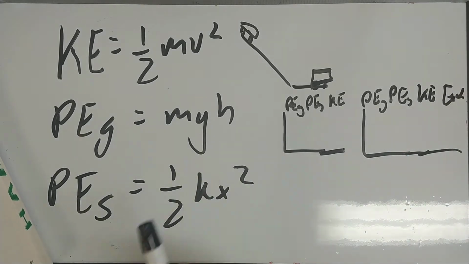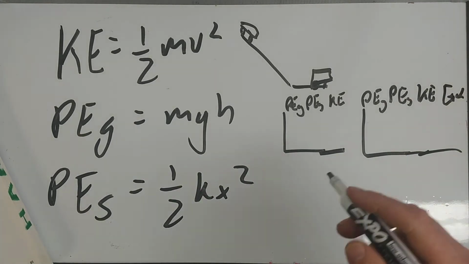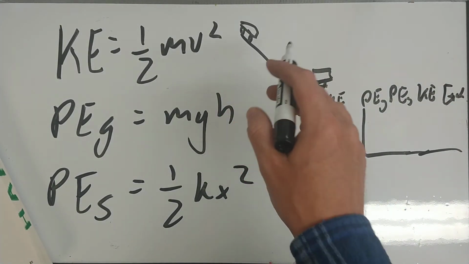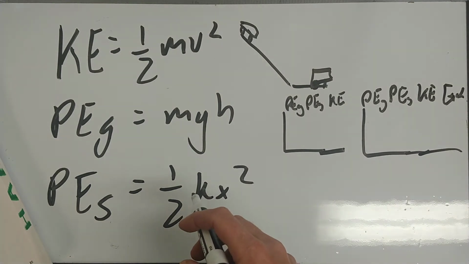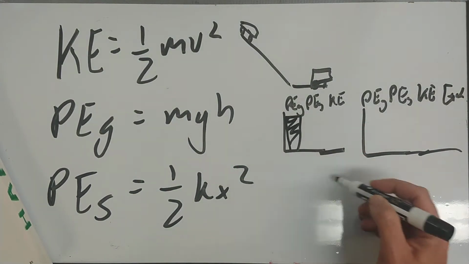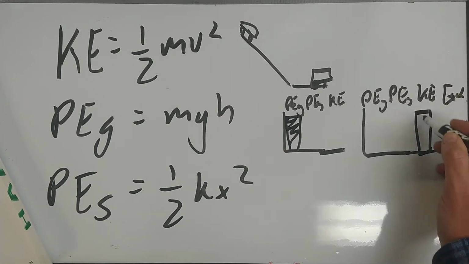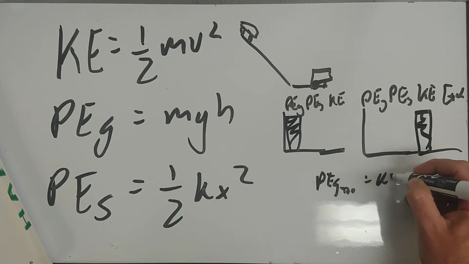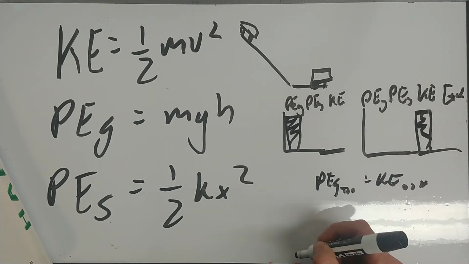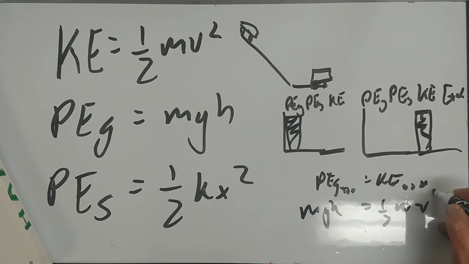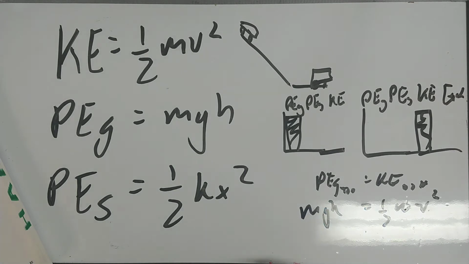All right, so check this out. Remember, if there's not literally a spring or rubber band in the drawing or the setup, there's no spring potential energy. So initially, let's say it starts off with all gravitational. At the bottom, it would be all kinetic. So the PEG at the top equals the KE at the bottom. So you'd say mgh at the top equals 1/2 mv squared at the bottom, and solve for whatever it is you need to solve for.